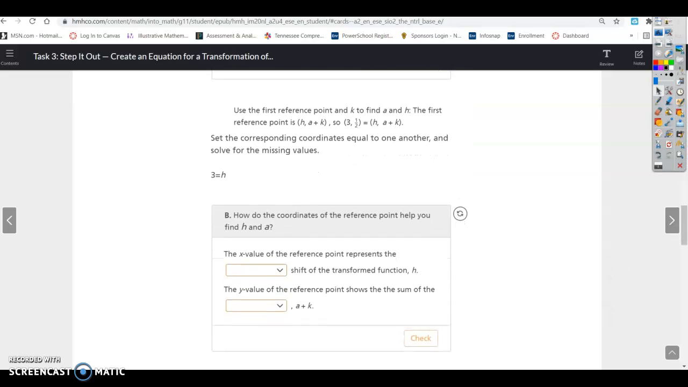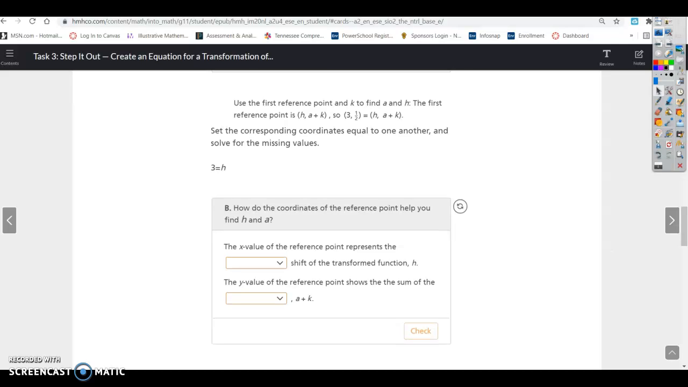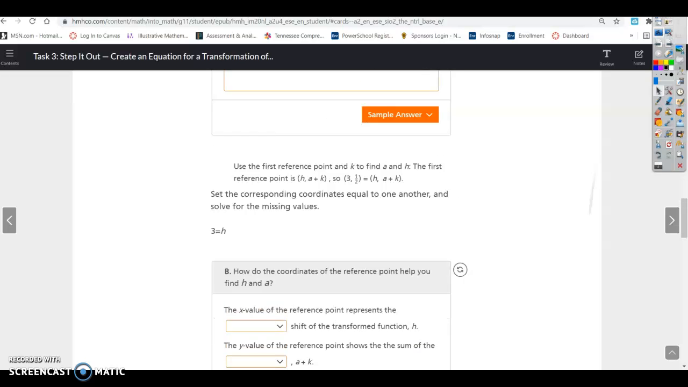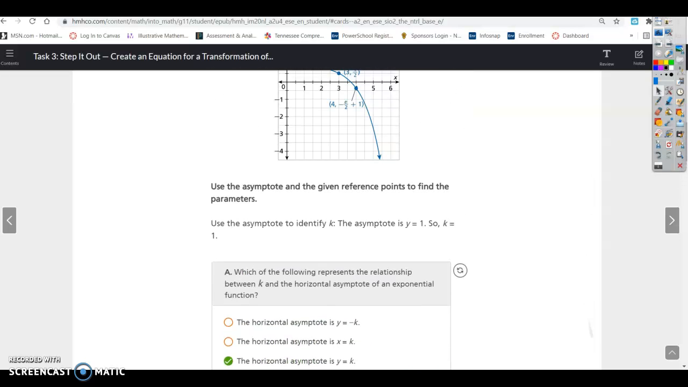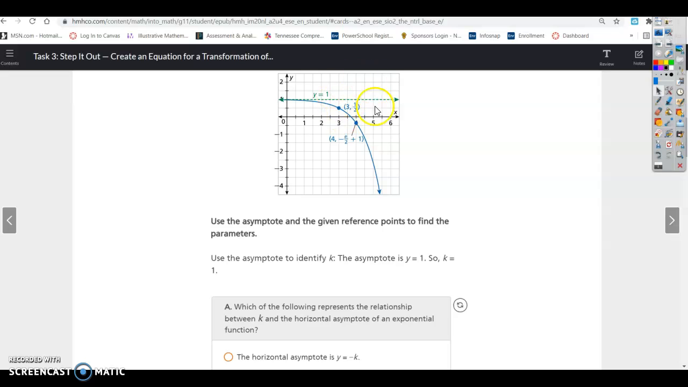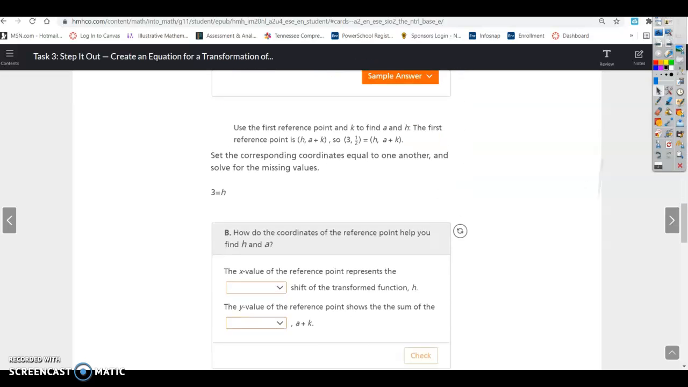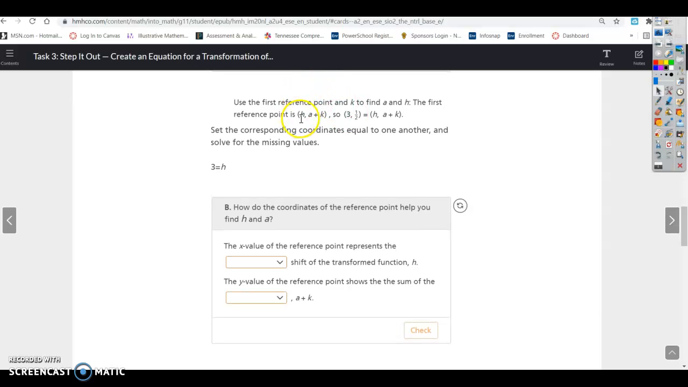All right. Use the first reference point and k to find a and h. The first reference point is h, comma, a plus k. And we know from the graph that's 3, 1/2. So again, that's just given information. We've got 3, 1/2 here on the graph. And so we're going to set that equal to what we know the formula is. So h equals 3 and a plus k equals 1/2.